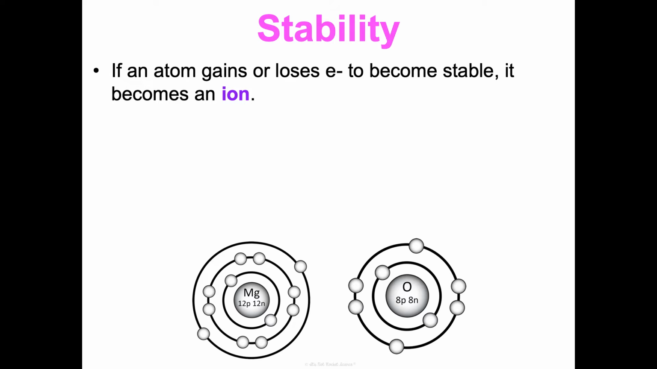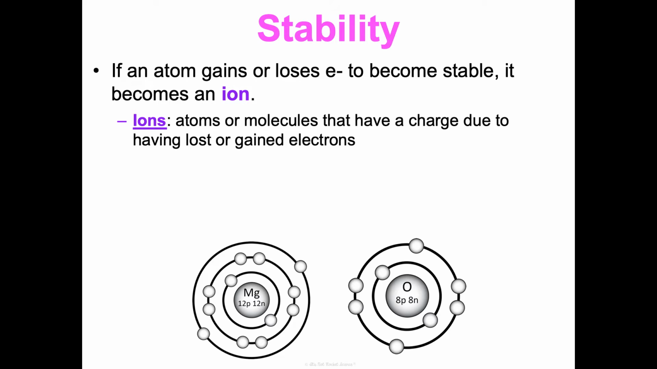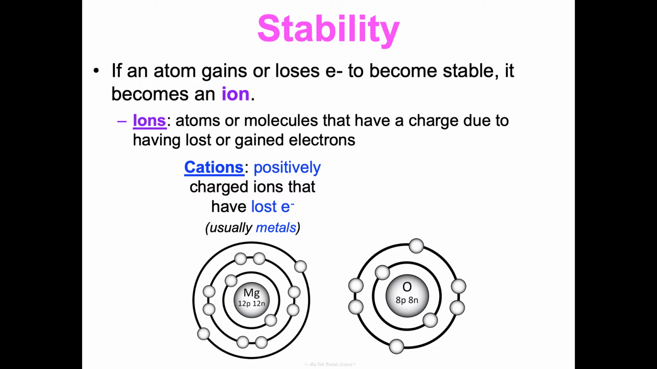Because if an atom gains or loses electrons to become stable, it becomes an ion. Okay? An ion is an atom or molecule that has a charge due to having lost or gained electrons. Cations are positively charged ions that have lost electrons in order to become stable. Typically, we see this in metals.